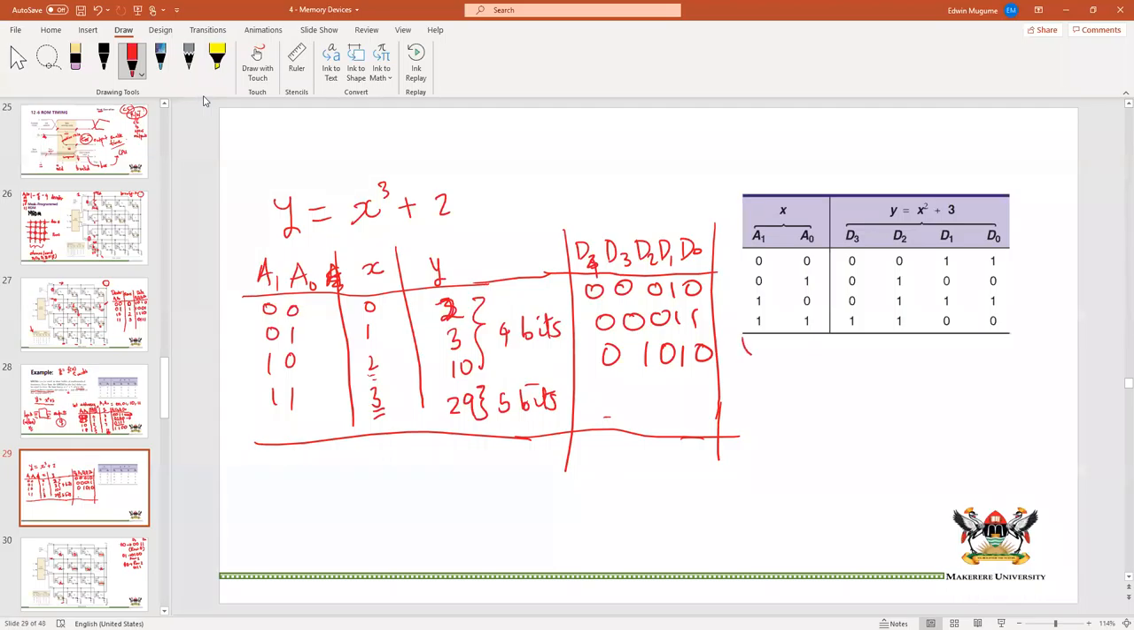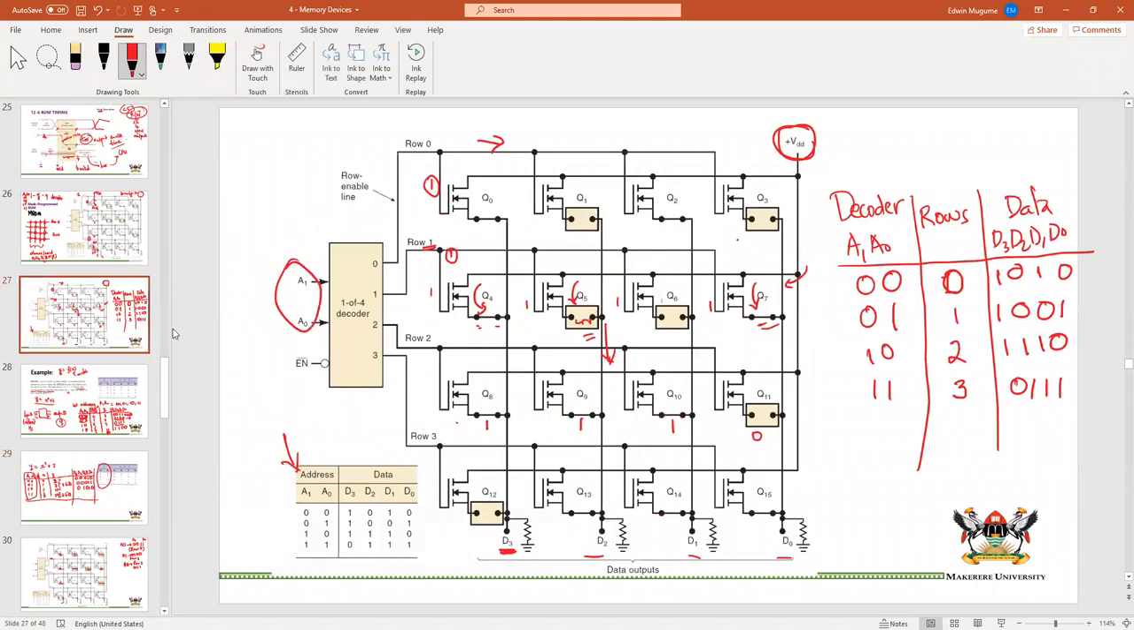The other thing is that you might ask, why are we always using only 2 input bits? As you can see, the example we've just used requires 2 input bits, and obviously this is really a 4x4 MROM. I could have said, what about if I have a 16x4 MROM? The memory, as described, is the one that decides how many inputs.